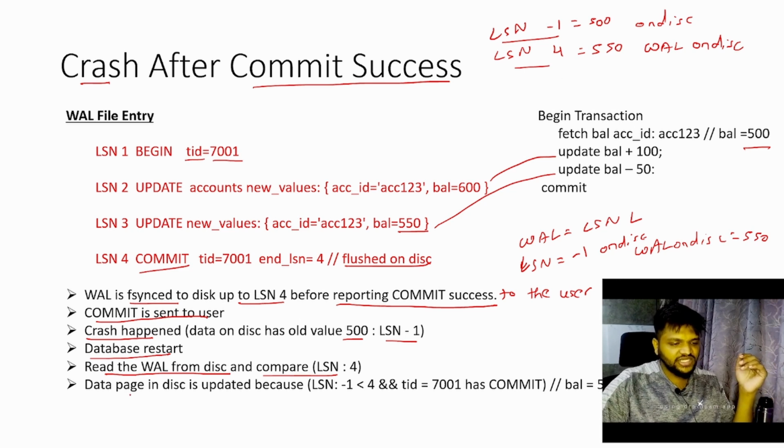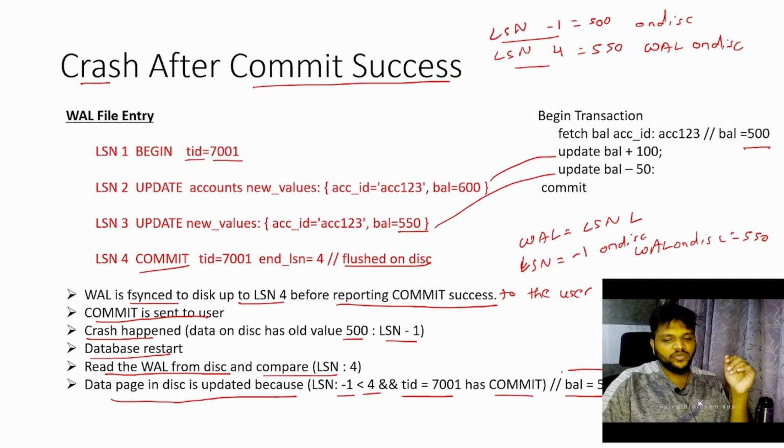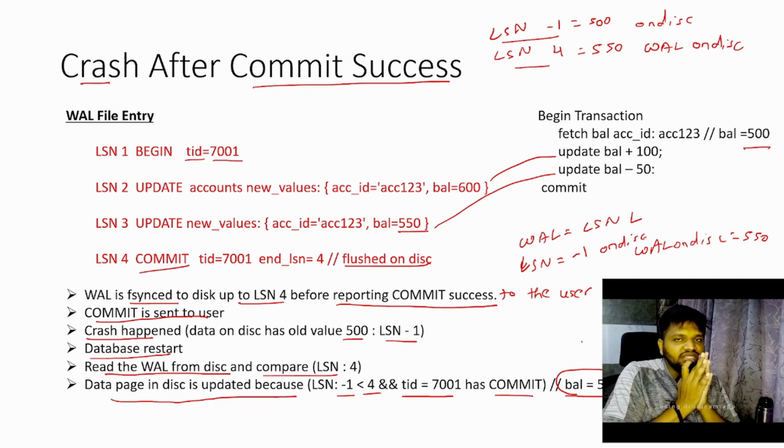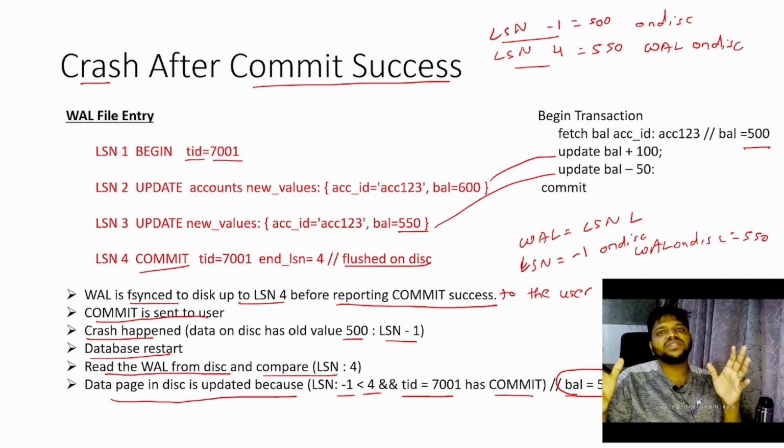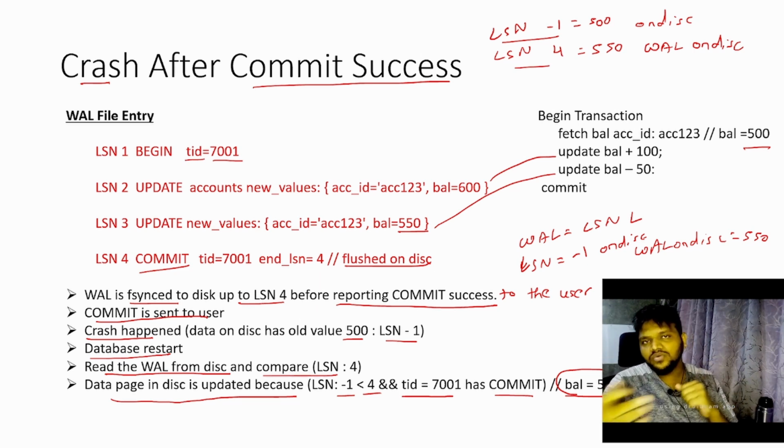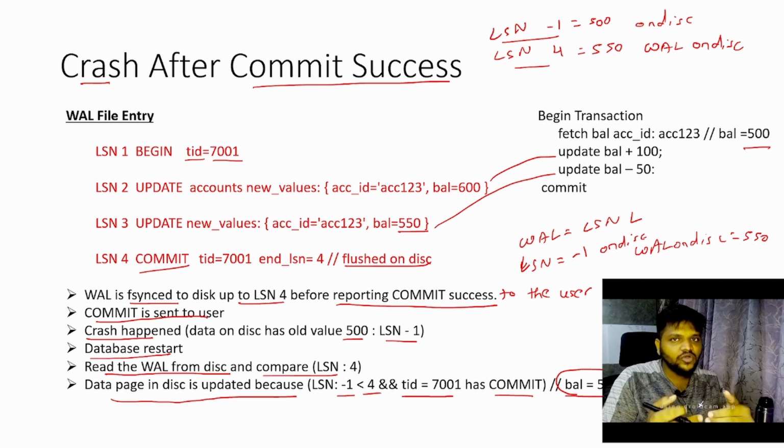That's the reason the data page is now updated. So now the data page on the disk is updated because LSN -1 is less than 4 and TID 7001 has a commit message. So the balance is now updated to 550. So you see, this is how the recovery happens. Whenever we are sending a commit success to the user and after that the crash happens, we might be wondering as a normal user, hey, how did my database value get updated, but this is how it happens internally.